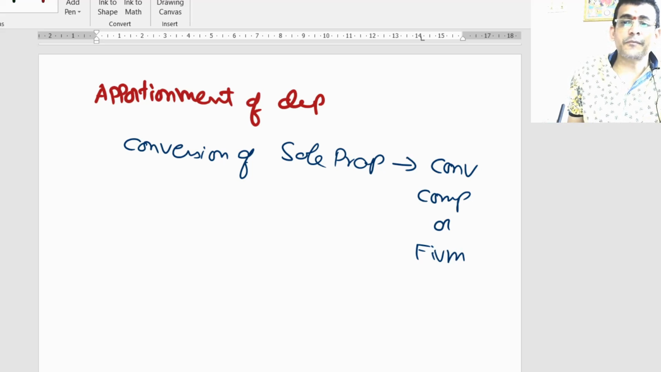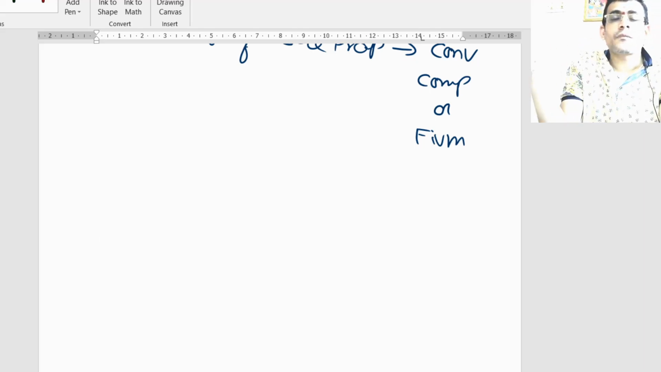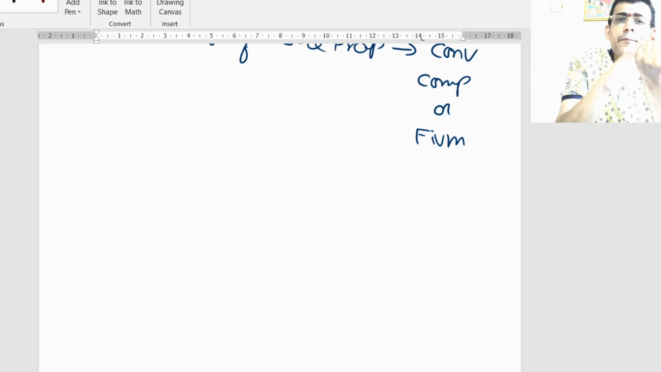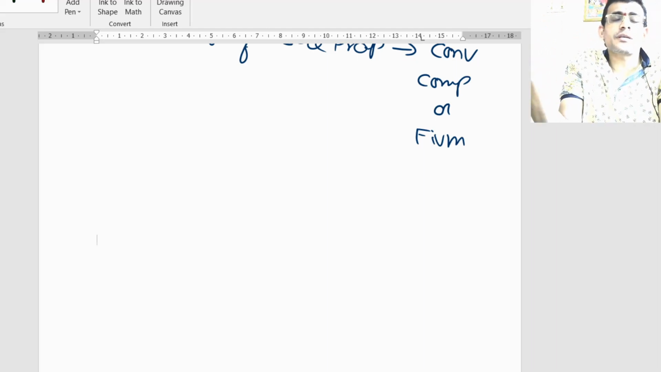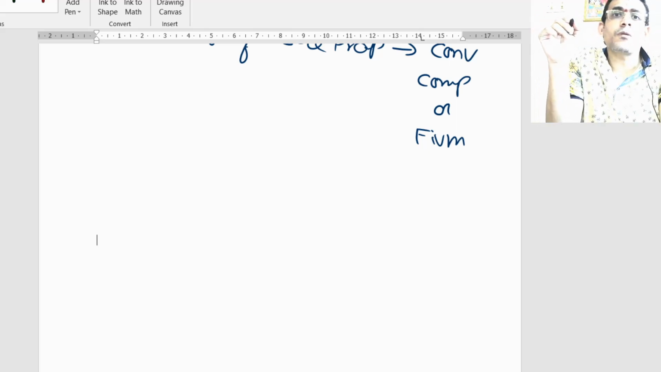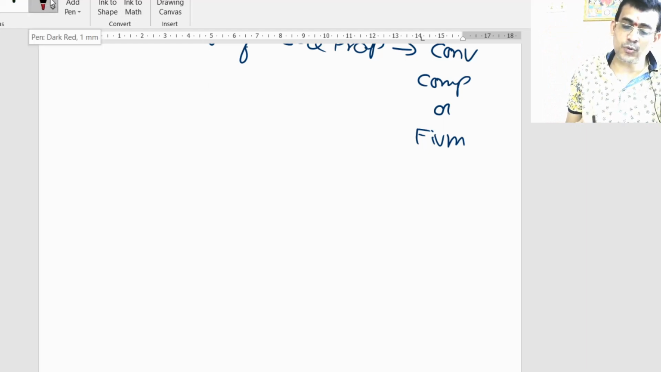In this process of apportionment of depreciation, step number 1, compute the depreciation as a whole. Then the depreciation as a whole should be apportioned between the proprietor and the company. That is the apportionment of depreciation. Let us take a small problem, and with its help discuss how we address the apportionment of depreciation. So let us take the question quickly.